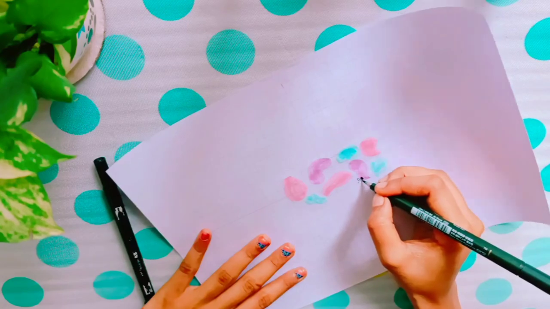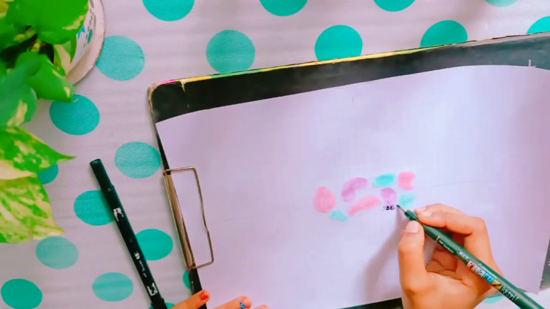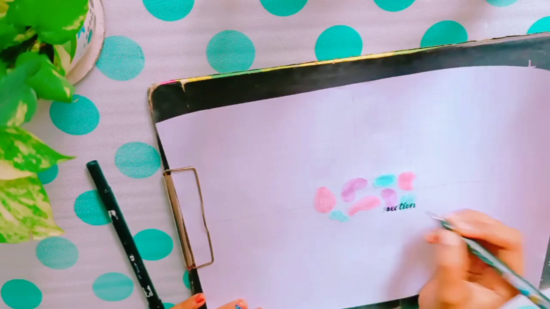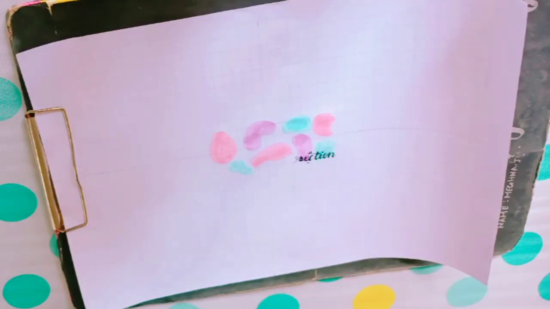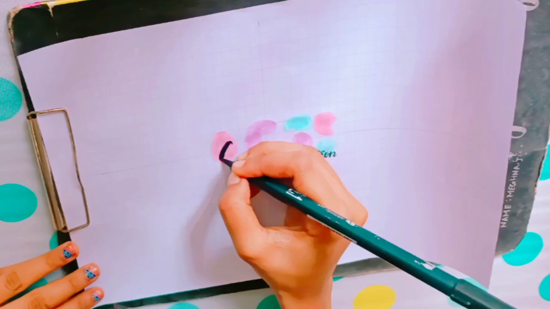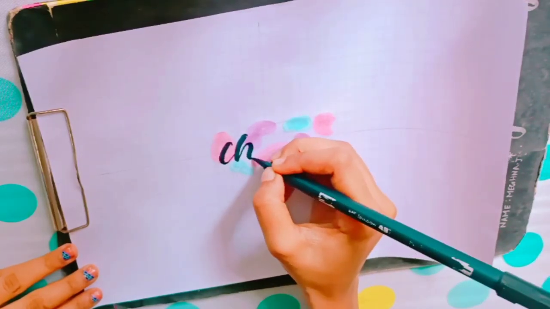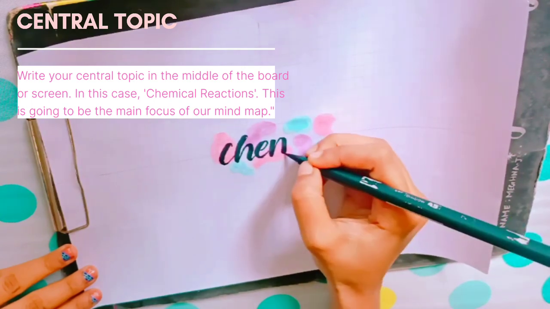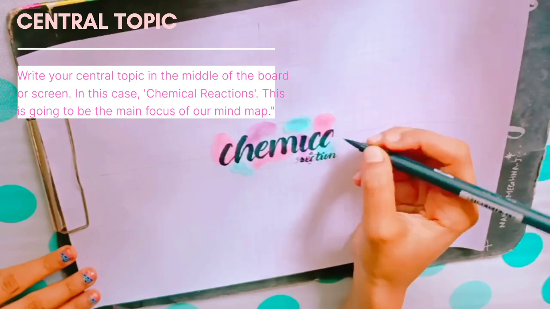Let's start by creating our mind map. The central topic for the mind map will be chemical reaction. You can do any background ideas you have in mind, so I just doodled using a color combination like pink, purple and blue. You can use whichever color you like, it's up to you. Write your central topic in the middle of the paper, in this case, chemical reaction. This is going to be the main focus of our mind map.